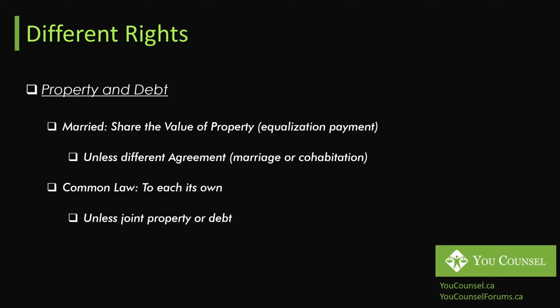If the debts have been accumulated separately, then the person who has that debt is liable, the other partner is not. Even if a common law couple is living in a rental apartment, if only one person has their name on the lease, then that person will have the right to stay in that apartment and the other person will not. So the application of the law is pretty straightforward with respect to common law couples.